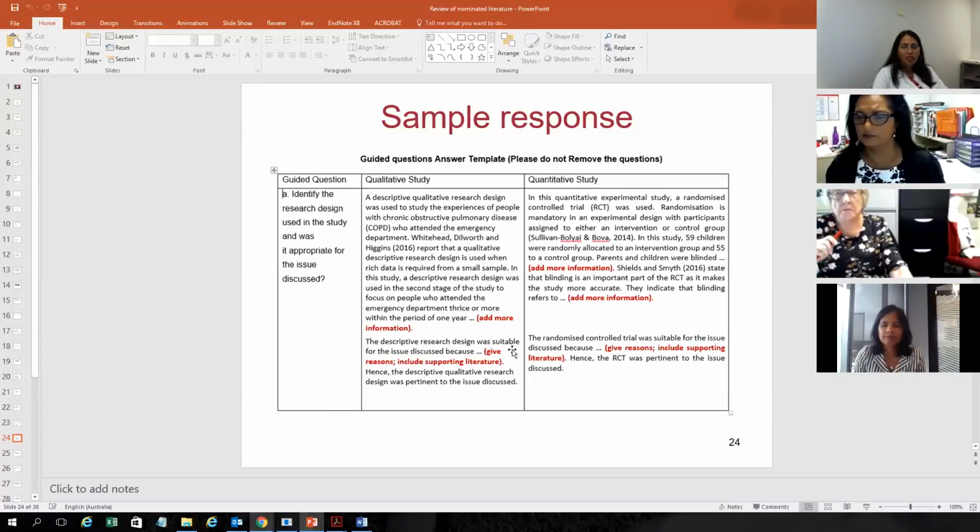The descriptive research design was suitable for the issue discussed because, and you're going to give some referenced information, link to the article and say why it was suitable, why was it appropriate, or if you think it was not appropriate, you could say that as well, but it has to be backed up with literature.